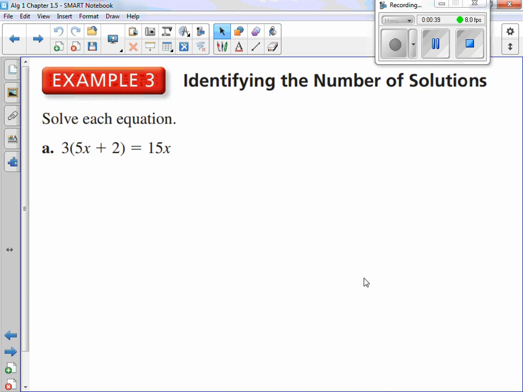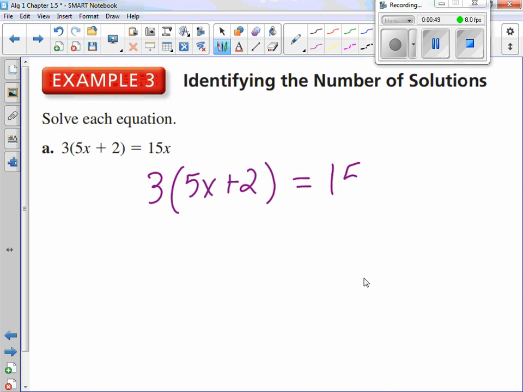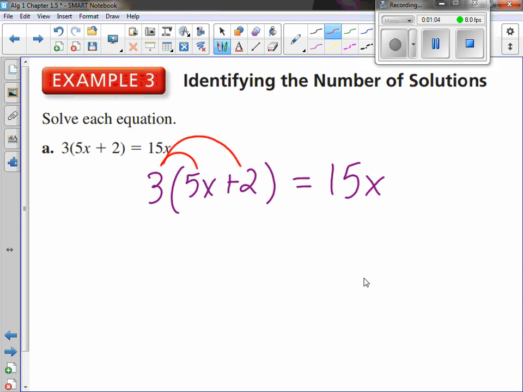So when we look at these, we're going to deal with special types of solutions. Our first one is 3(5x + 2) = 15x. If we're solving for x, what is the first thing we need to do? We distribute: 3 times 5x and 3 times 2. So we have 3 times 5x plus 3 times 2 equals 15x.